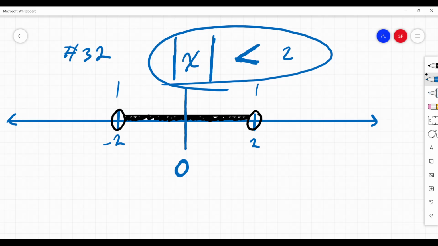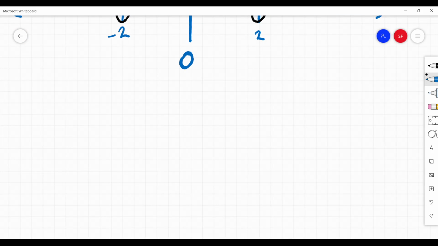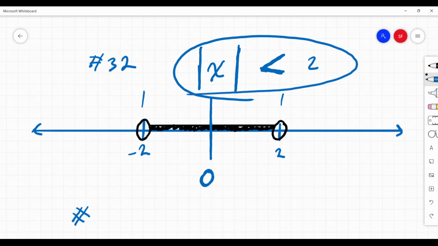Okay, what about the other one? So number 34. I mean, like, what about negative? What's the absolute value do? That's right. That's why it works. The absolute value figures out where we're going to straddle. And then the symbol tells us which direction to shade, whether we're shading outside or inside.